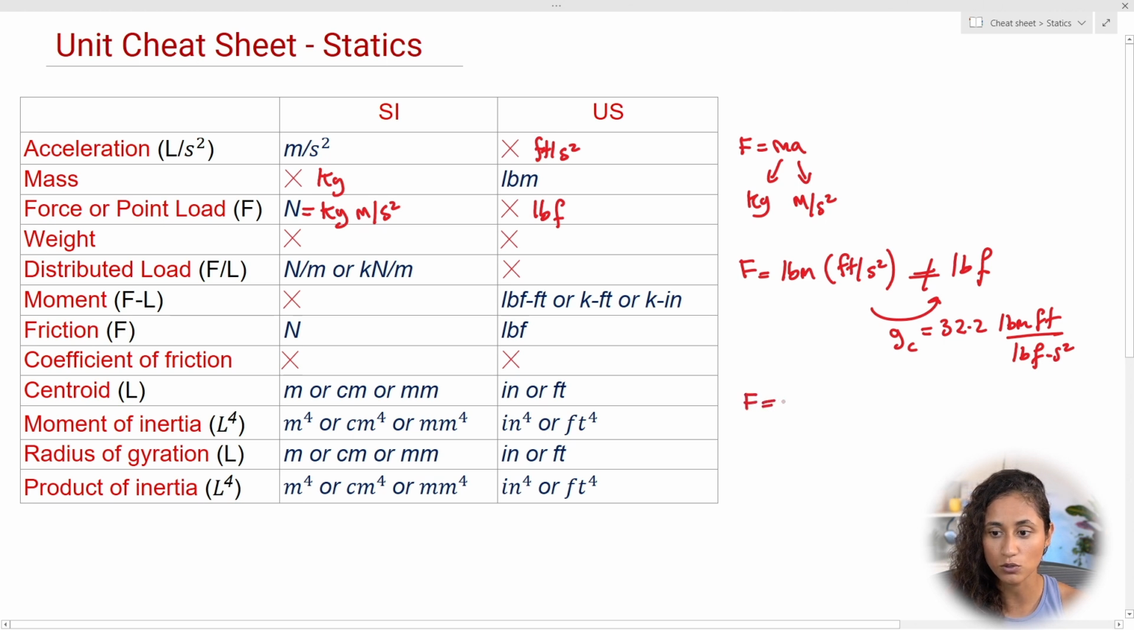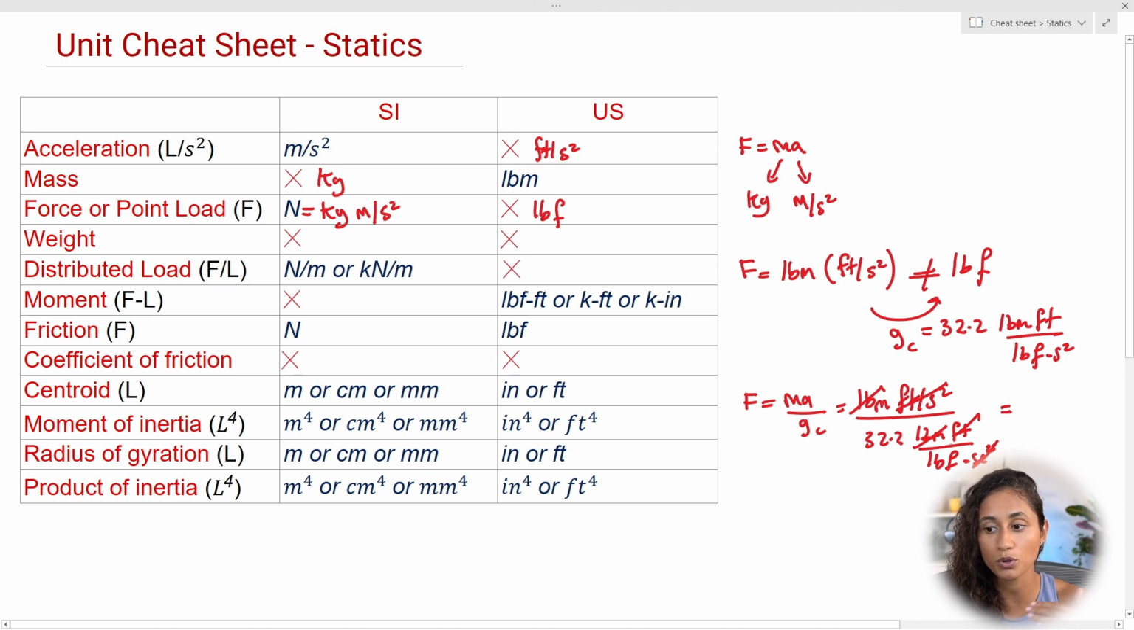So force is equal to ma, and then what we do is we actually divide by gc. So now what we're going to have is pound mass and then feet per second squared, and then we're going to divide it by 32.2 pound mass feet, and we're going to divide by pound force seconds squared. So let's go over the units. So note guys, here the pound mass cancels, and here we had feet per second squared also cancels, and we're going to be left with per pound force, which is the same as pound force.